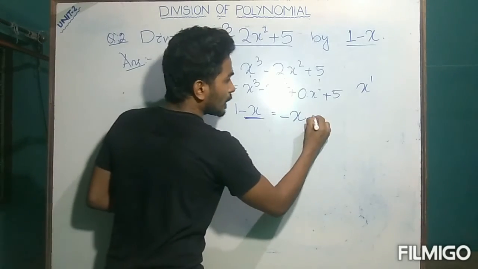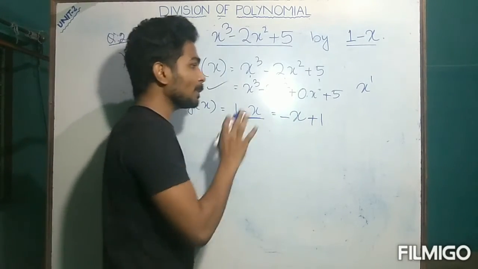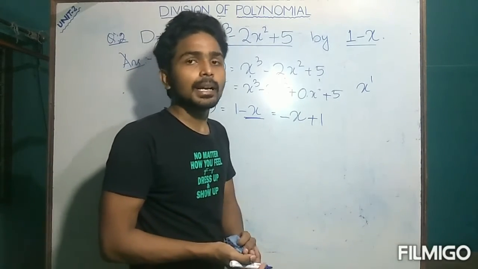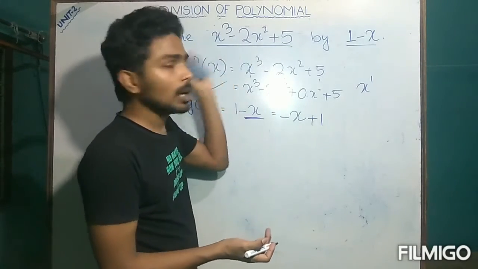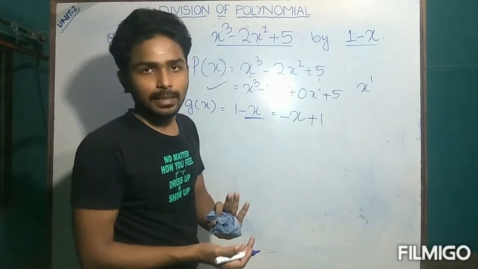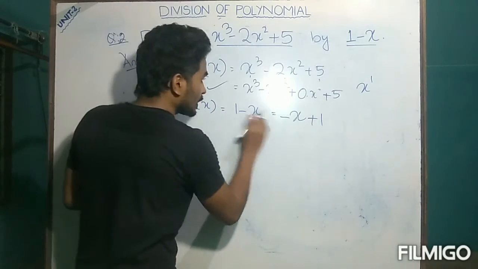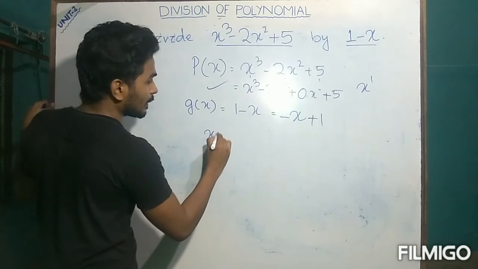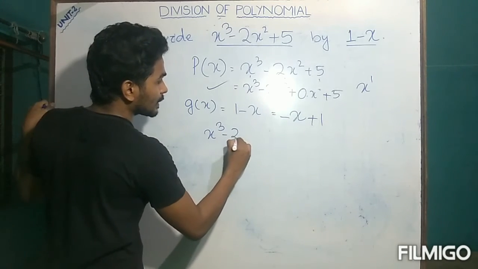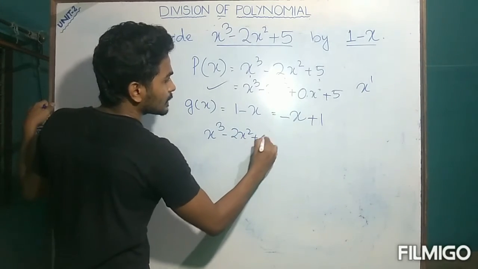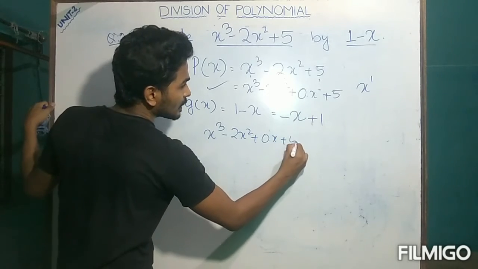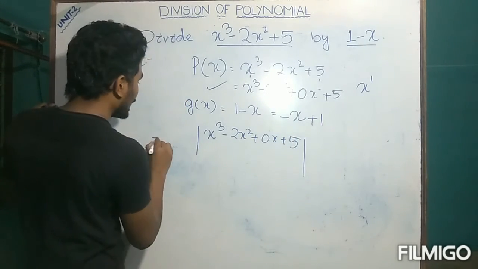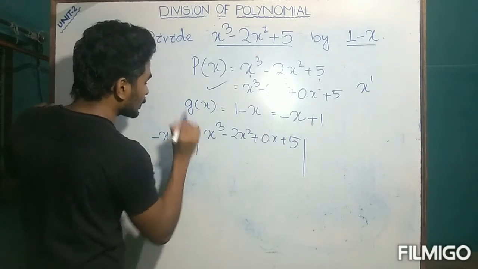Okay. Then plus 1. So you have to keep in mind, you have to always rearrange the terms in the decreasing order of their degree, whether they are in the dividend case or in the divisor case. Okay. So these two have been rearranged. Now divide them. We have to divide x cube minus 2x square plus 0 into x plus 5 by minus x plus 1.